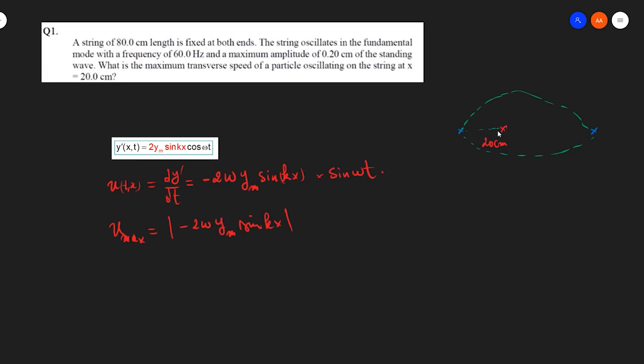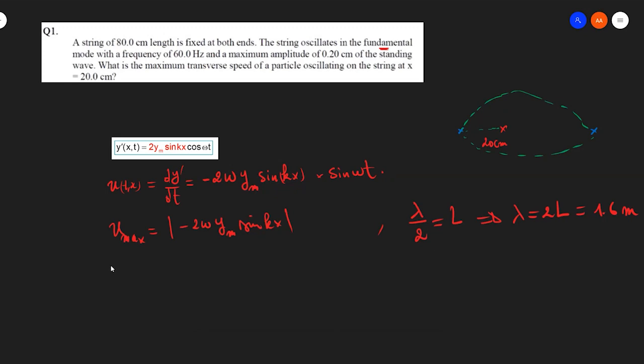Now from the graph, what can we deduce? There is a word which is important here: the fundamental. We know this shape, and since it is the fundamental, we can deduce that this shape is lambda over 2. Lambda over 2 is equal to L, the total length. From here, lambda is 2L, which gives us 1.6 meter.